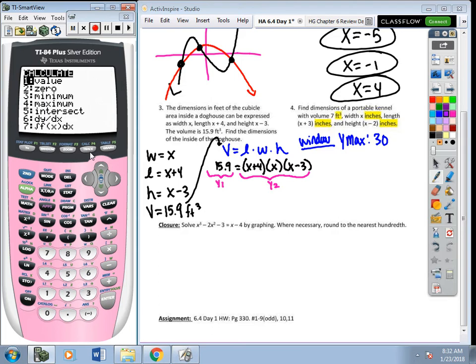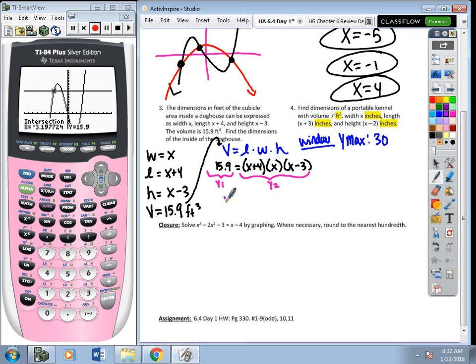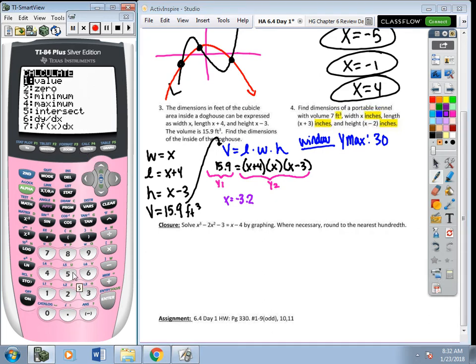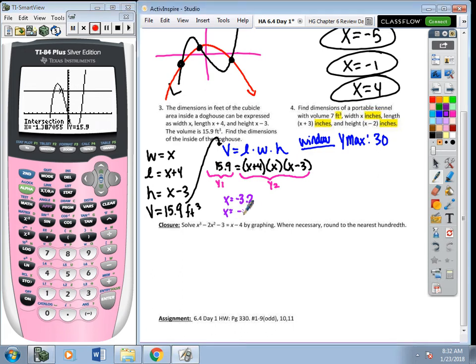So second, trace, intersect, first curve, second curve, and then I'll guess the one all the way on the left. And let's just go ahead and round to the nearest tenth. So negative 3.2. Do the other one: second trace, intersect, first curve, second curve, guess. Negative 1.4.